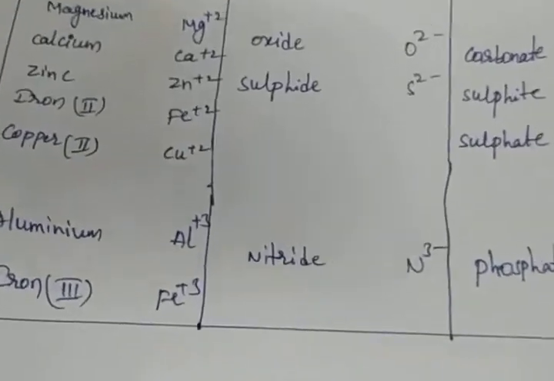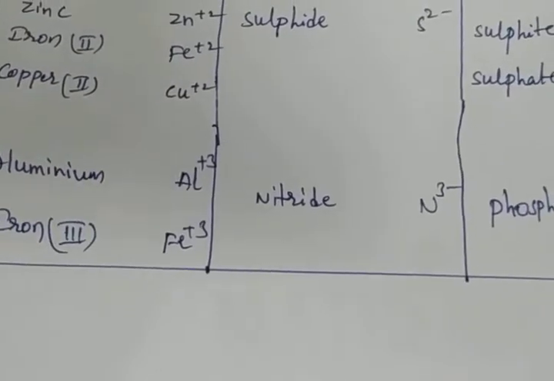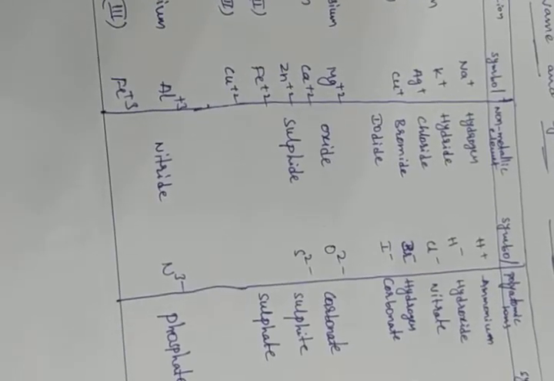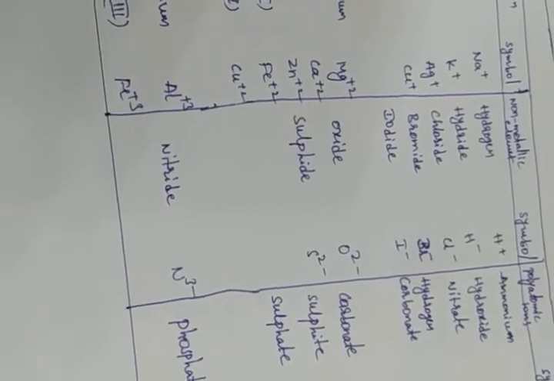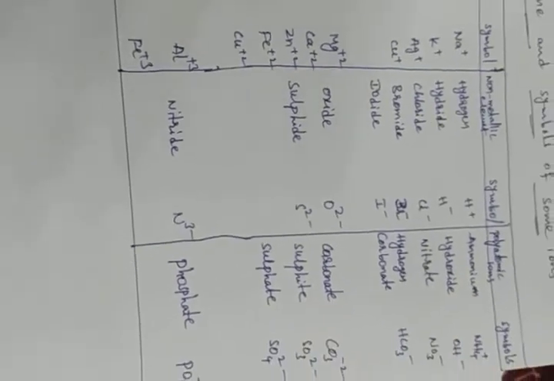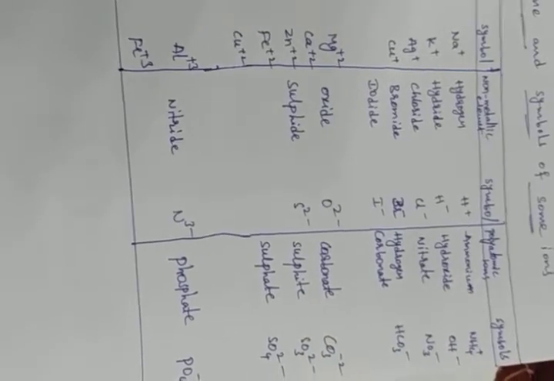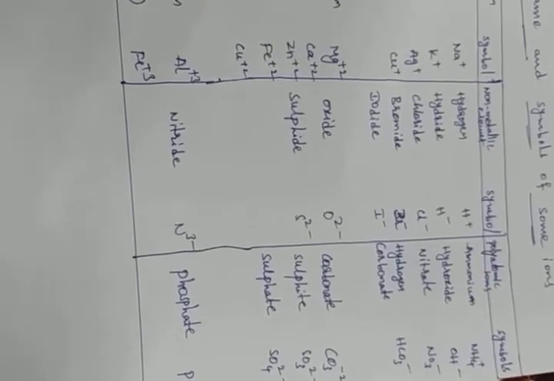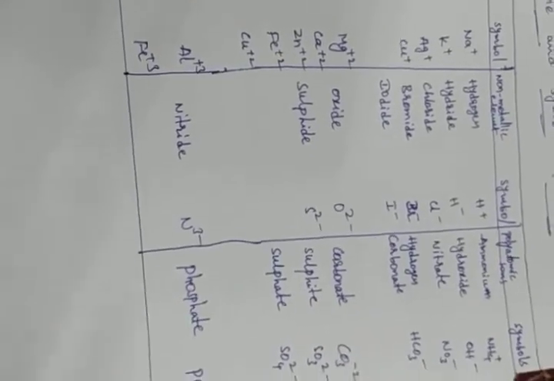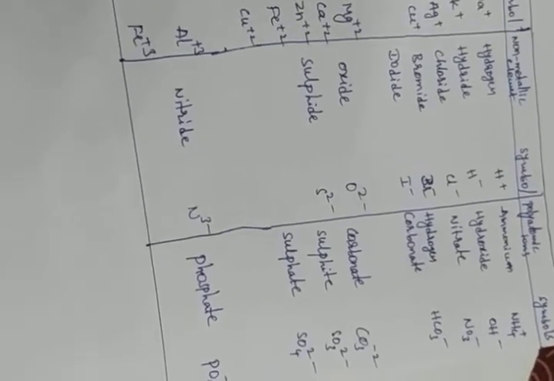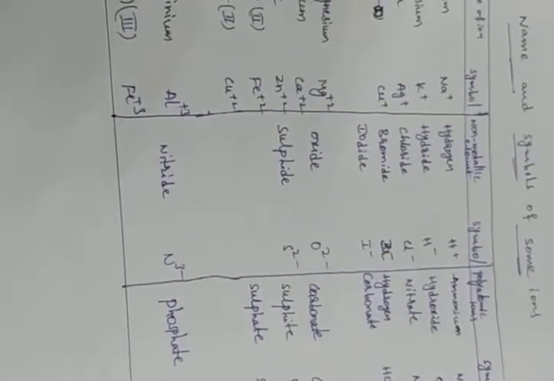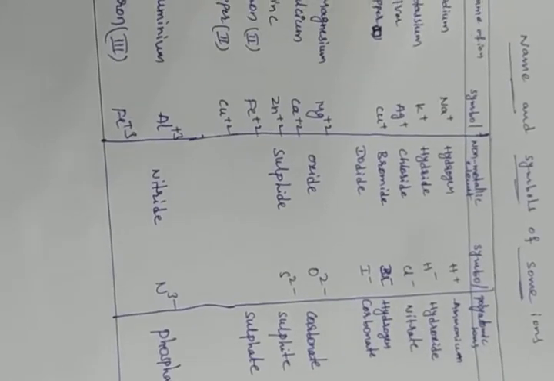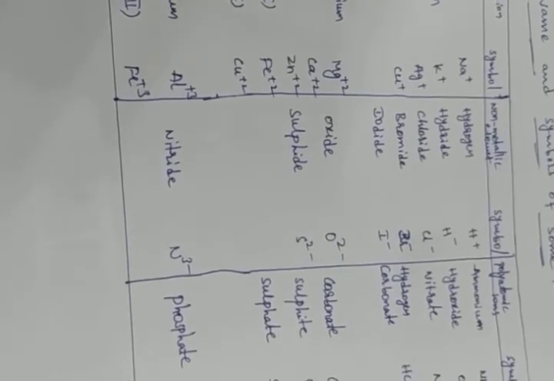This is about the names and symbols of some ions and their valencies. This table is very, very important. By these charges and valencies only, we have to write the chemical formulas of elements. So everyone should learn by heart these symbols, polyatomic ions, non-metallic elements and ions and their valency: which ions are valency 1, valency 2, valency 3. You have to learn them by heart.